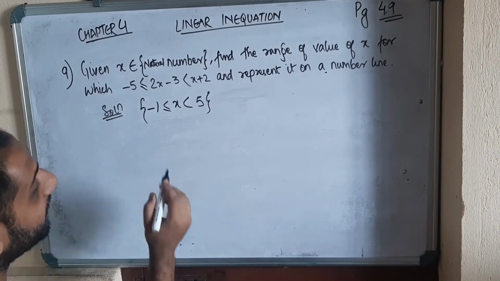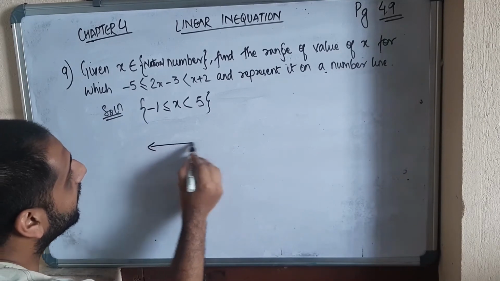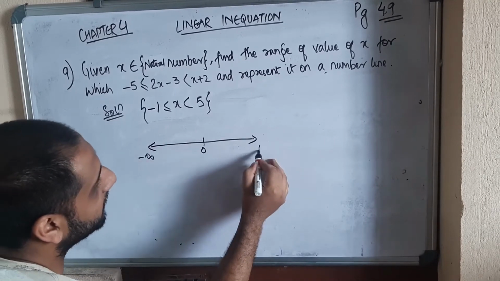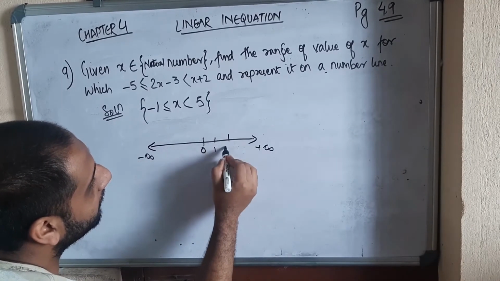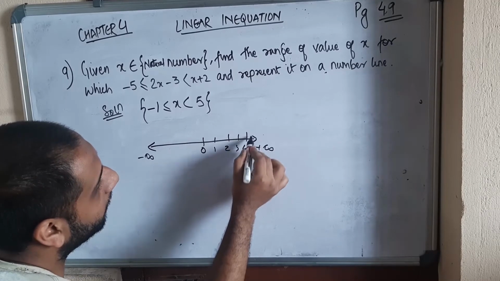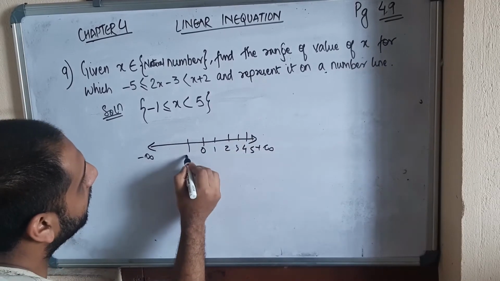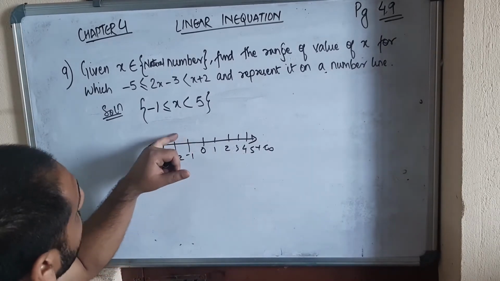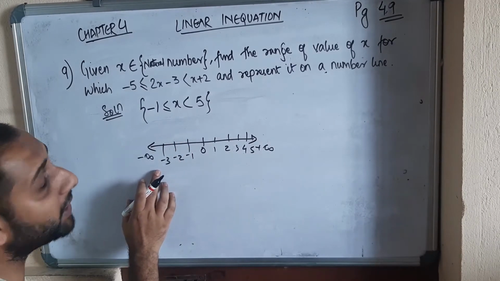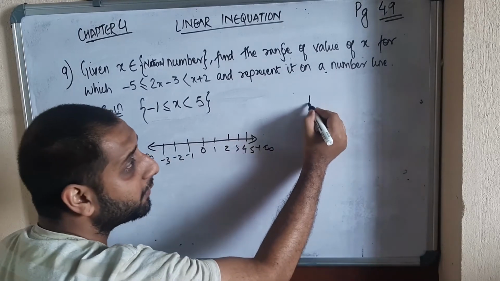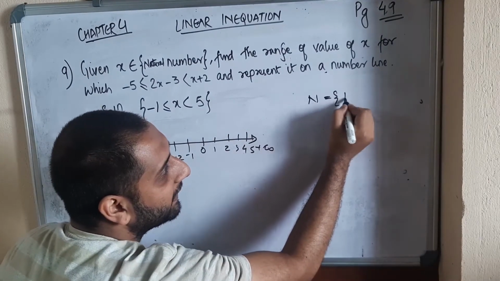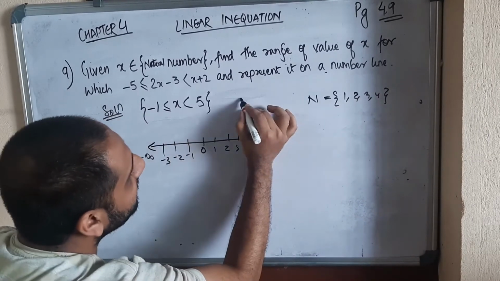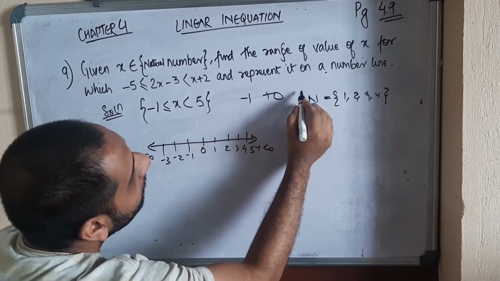While representing it in a number system, what we do is the same thing. 0 is here, there's minus infinity, and there's plus infinity. 1, 2, 3, 4, 5. Minus 1, minus 2, minus 3. So the minus side is not required because what are natural numbers? Natural numbers always start from 1. Okay, 1, 2, 3, 4. But the range given here is minus 1 to 5, so up to 4.